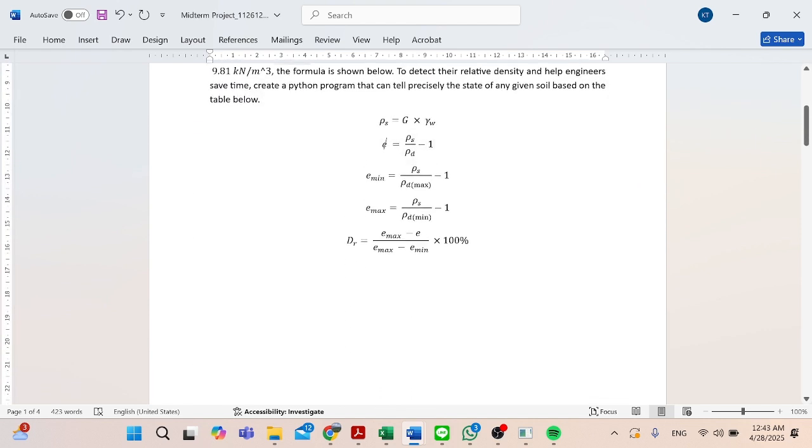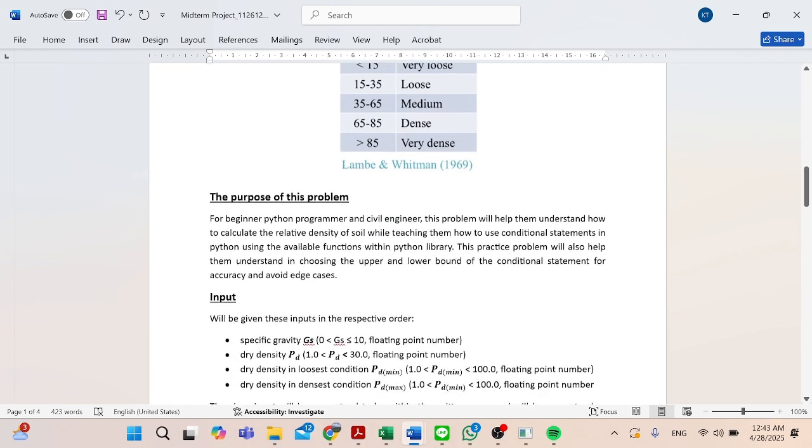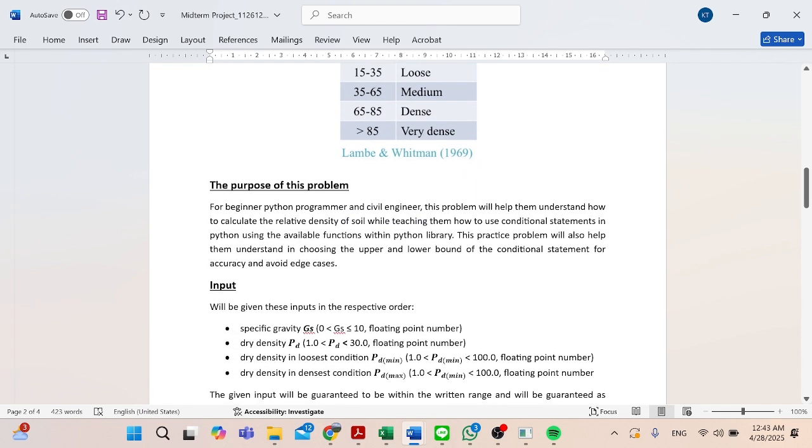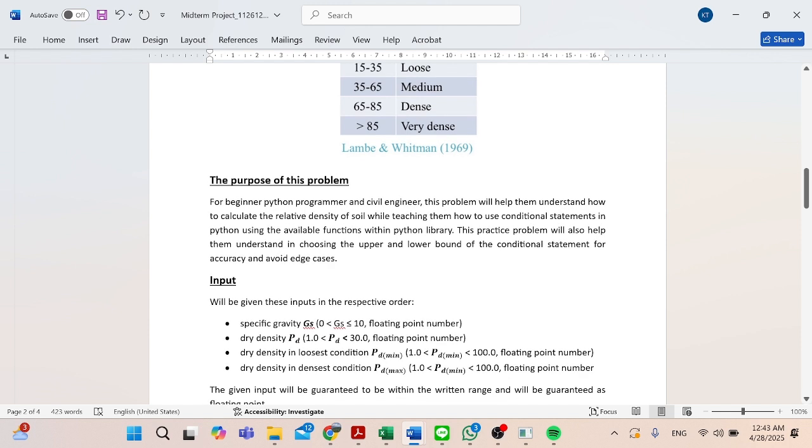As you can see, this is the equation, and the purpose of my problem is, as I said earlier, for beginner Python programmers and civil engineers, this problem will help them understand how to calculate the relative density of a soil while teaching them how to use conditional statements in Python using the available functions within the Python library. And this practice problem will also help them understand choosing the upper and lower bound of the conditional statement for accuracy and avoid edge cases. So this code that I make is very basic and very beginner friendly.